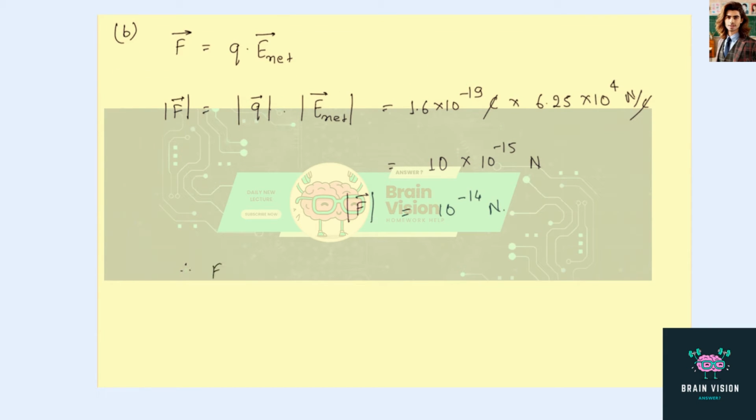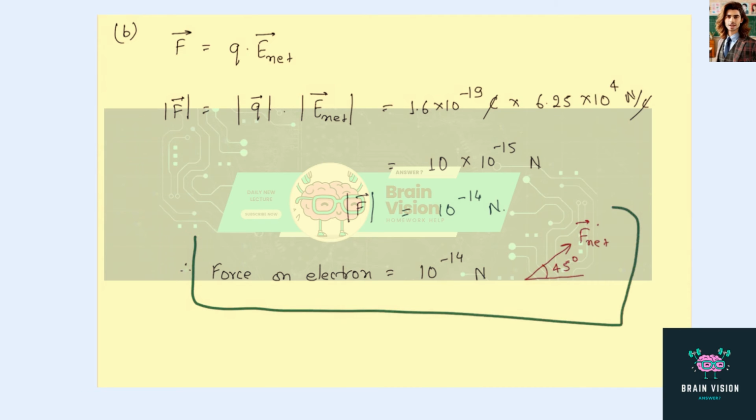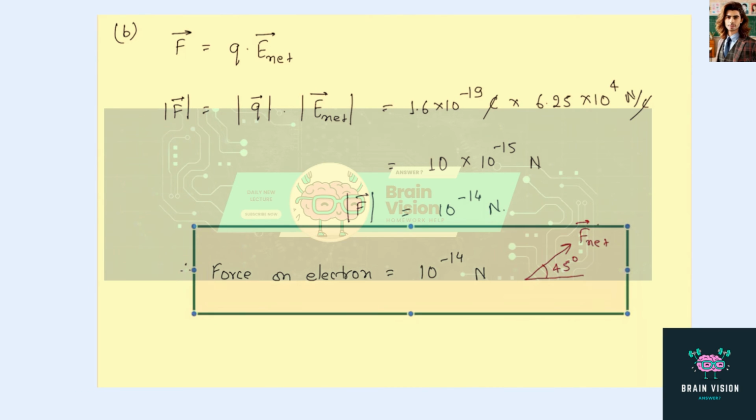Therefore, what we can write about force? Force on electron will be 10 raised to the power minus 14 Newton. And in which direction? So its direction will be making an angle of 45 degree with the horizontal, and in this direction the net force will be acting. Okay, so this is going to be our direction, that is opposite to the electric field. So this is the answer for part B of the problem.